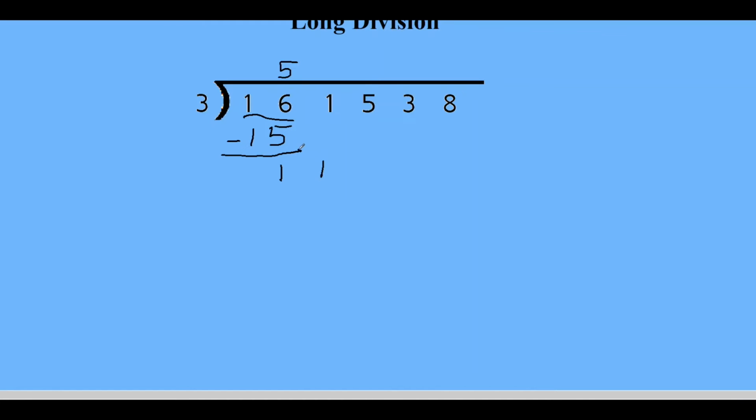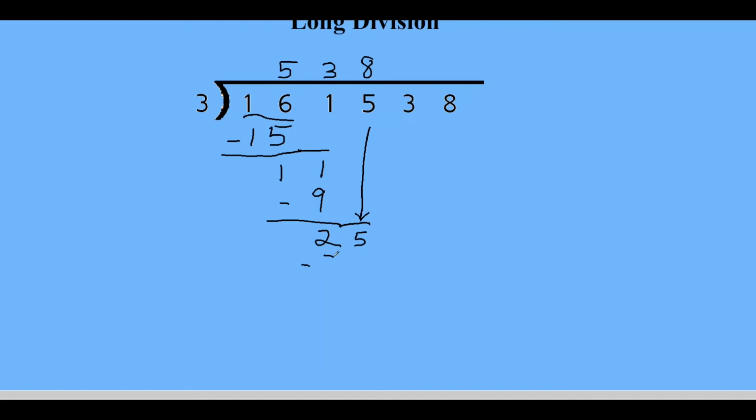You see? Now, what times 3 is close to 11 without going over? How about 3? 3 times 3 is 9. Okay. So 11 minus 9 is 2. So I'll bring my 5 down right here. Here's the 5. So what times 3 equals 25? Nothing. So let's try to get close. Let's try 8. 8 times 3 is 24.